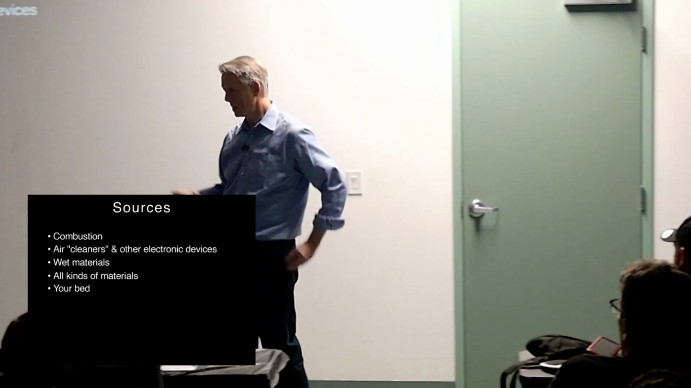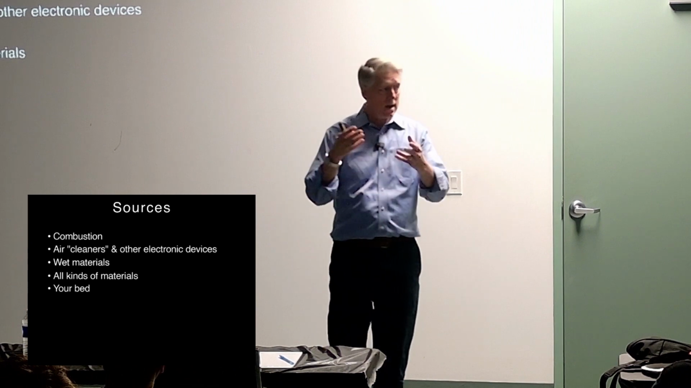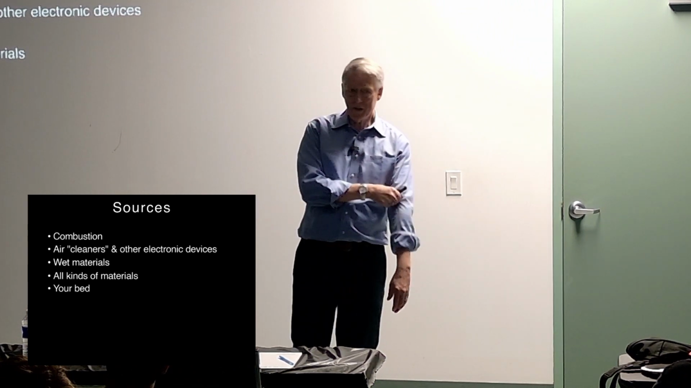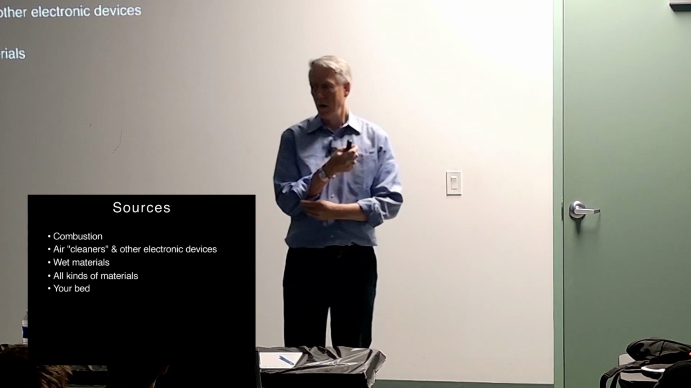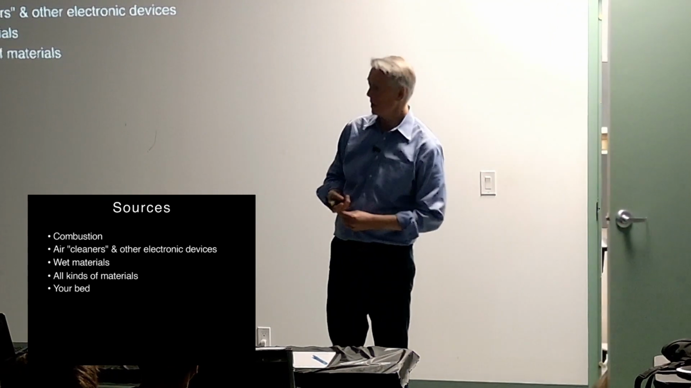Wet materials, because they can grow mold, and all kinds of materials that off gas. Your bed, we talked about dust mites. So one of the things that you should do to limit dust mites in your house is wash your bedding more frequently, including the mattress pad.